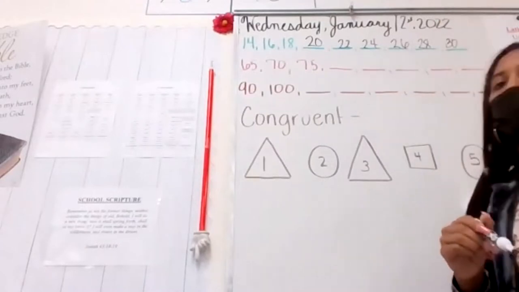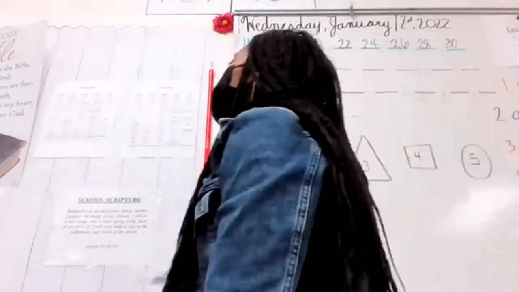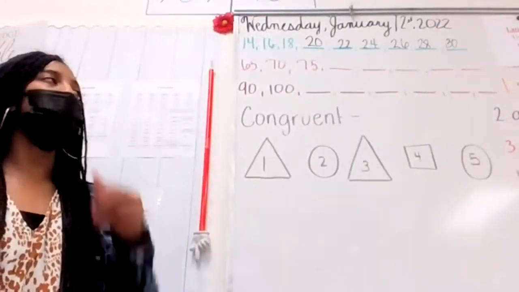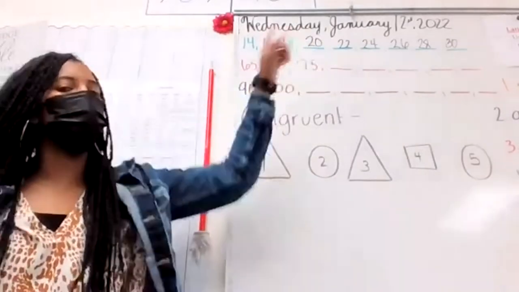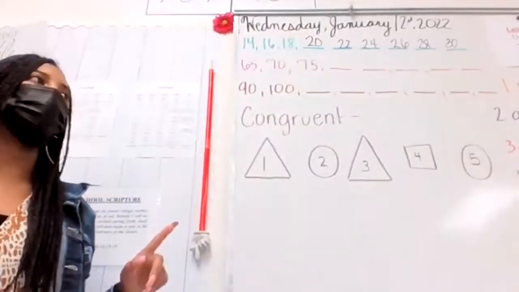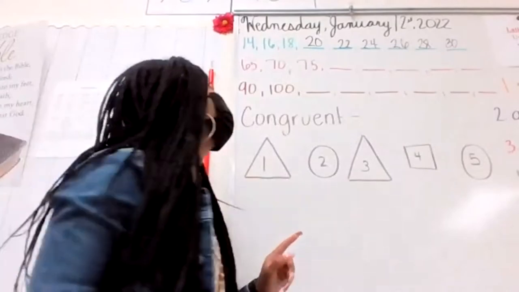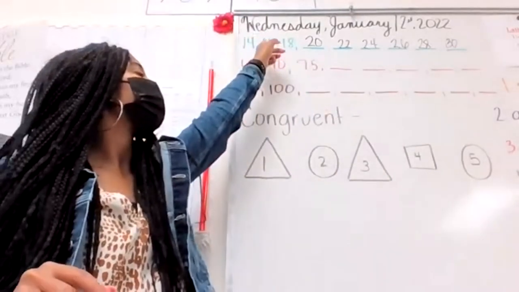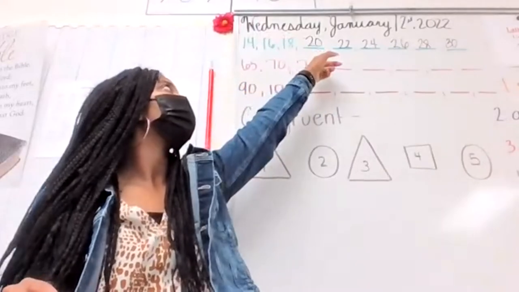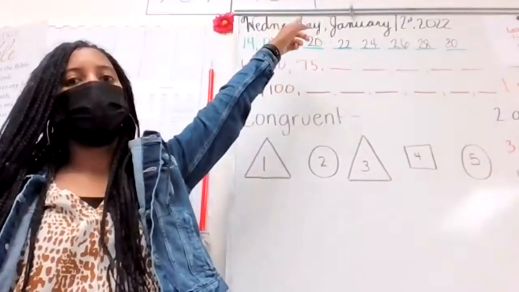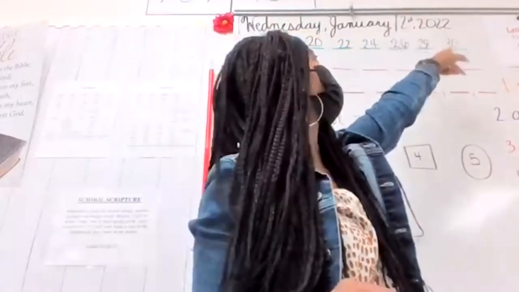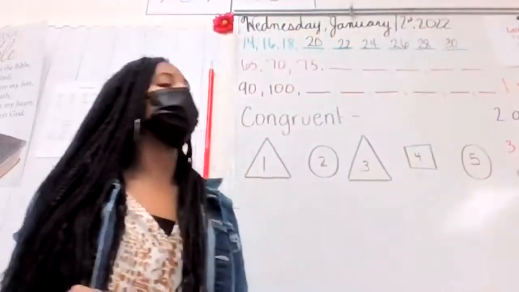30. Good. Remember, counting by twos, the number pattern is 2, 4, 6, 8, 0. So if you remember that, it'll be easy. So let's start with 2 and go all the way to 30. 2, 4, 6, 8, 10, 12, 14, 16, 18, 20, 22, 24, 26, 28, 30. Good.